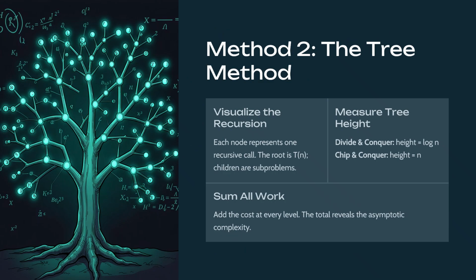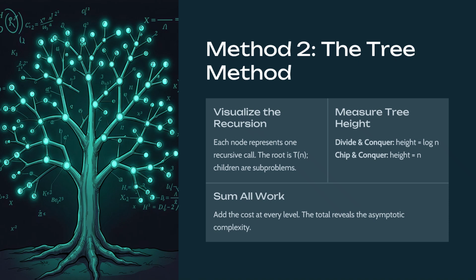Title: Method 2, the tree method. The second technique is the recursion tree method. Instead of solving equations directly, we visualize the recursive calls as a tree. Each node represents one recursive function call. The root corresponds to T(n).